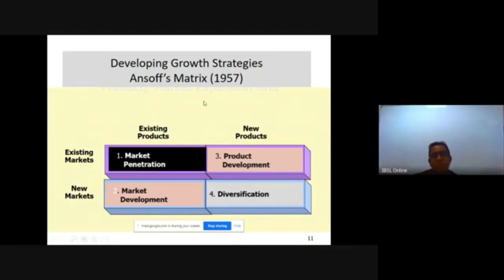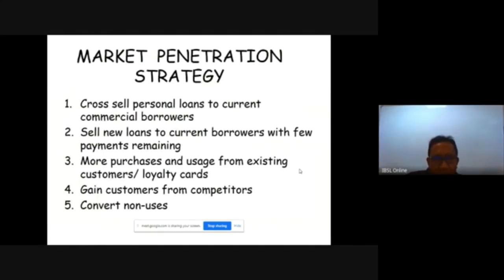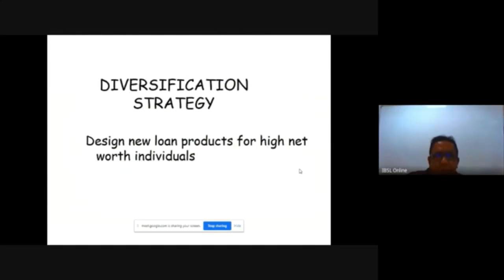So then we come to a very important model called Ansoff matrix. I think we discussed this briefly. According to Ansoff, he said a company can grow in different ways. Existing products can be sold in existing markets. Existing products can be sold in new markets. New products can be sold in existing markets, and new products can be sold in new markets. So we went through in detail how this model can be applied to the banking sector to increase revenue.